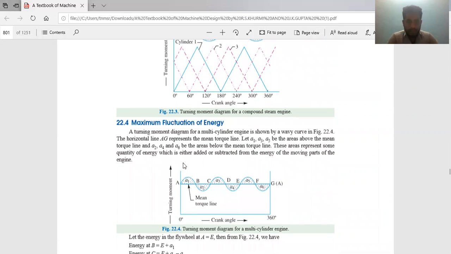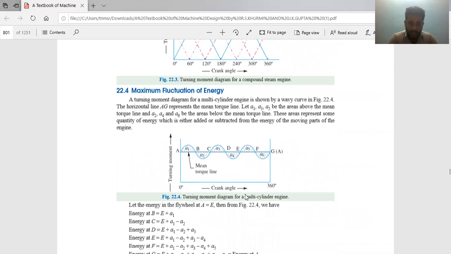Calculation of maximum fluctuation of energy. This is important from a numerical point of view. Already you have done it. Say I am having this diagram, a T versus theta diagram.